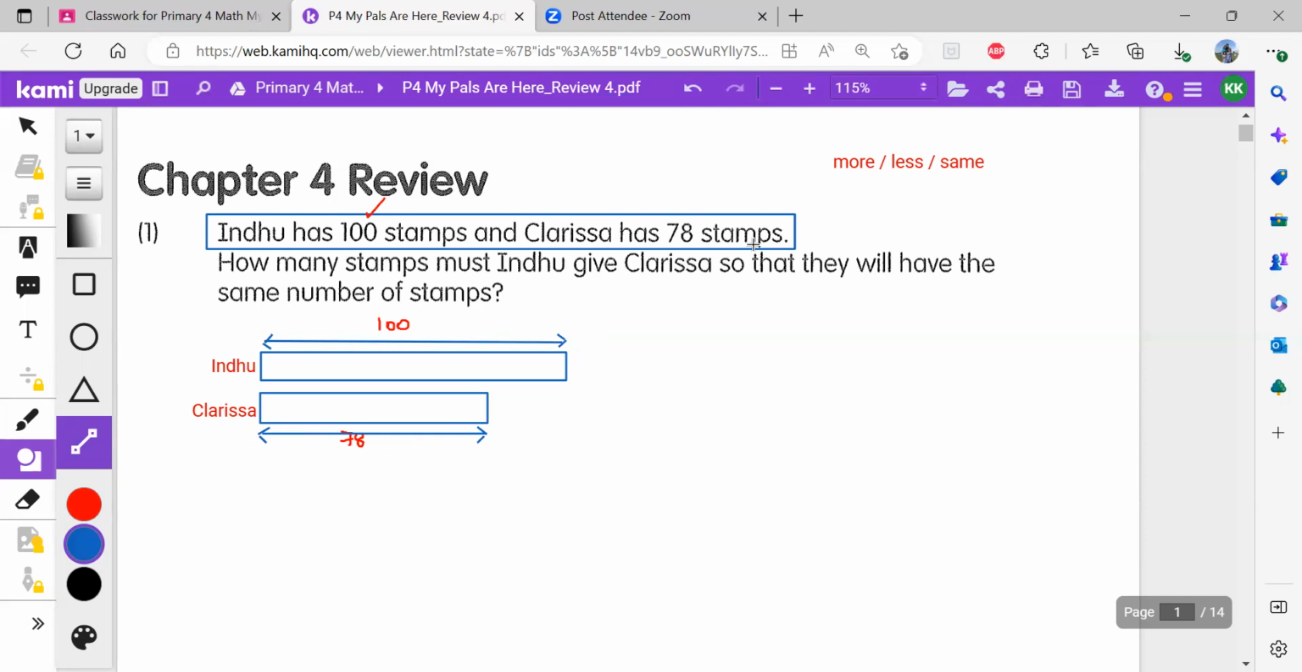So looking at this model, as part of model drawing, it is also very important to know that when you are drawing model, you must make sure that they start off with the same length. And you see this, when you have two models of different length, right? Indu and Clarissa, Indu is longer. It's important for you to cut the model so that the models are of the same length.